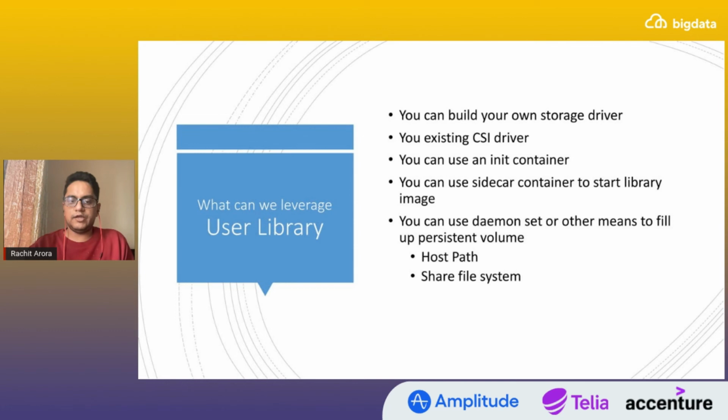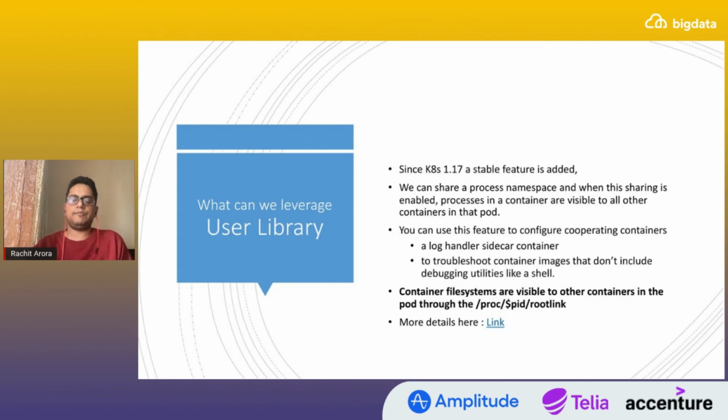But one of the very good options which has come up from the Kubernetes 1.17 release onward is to share a container file system with another container in a pod. So you can have your libraries in a Docker image and start two containers in a pod and use this option of sharing the container file system namespace from one container to another. There are multiple use cases for this option apart from using the user libraries.